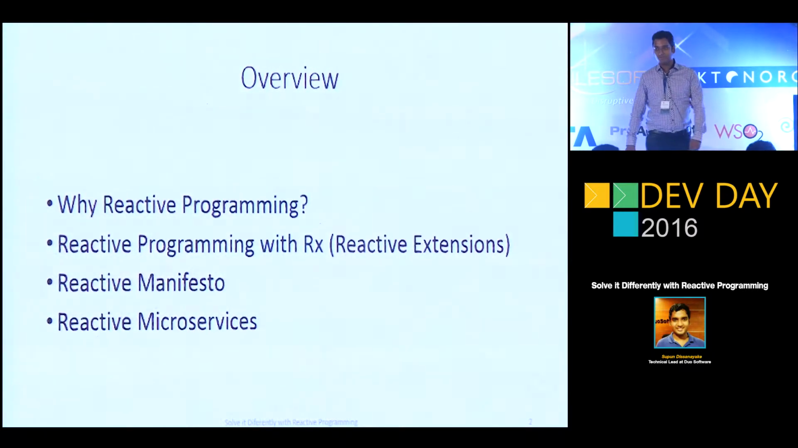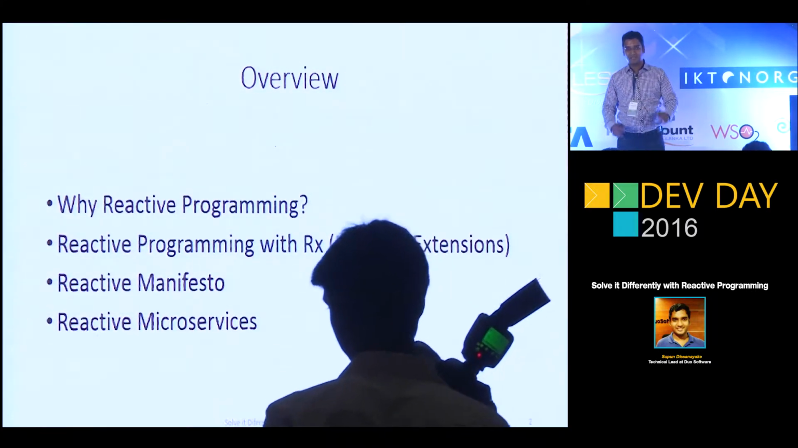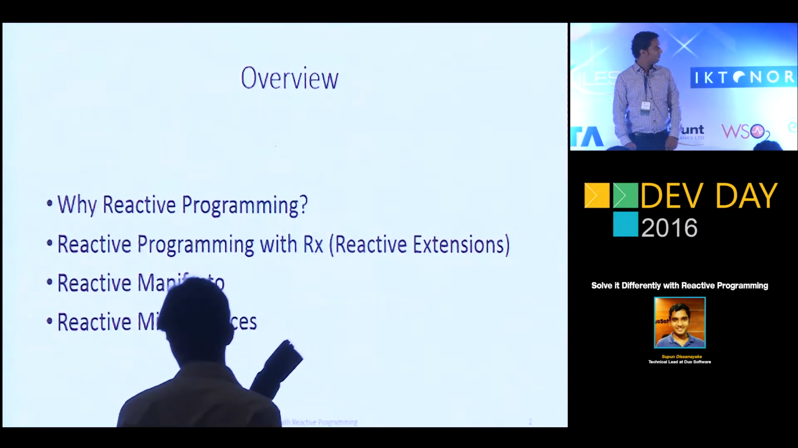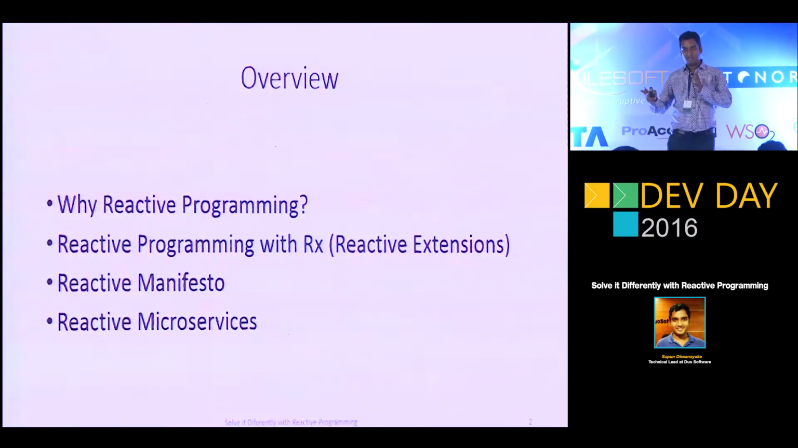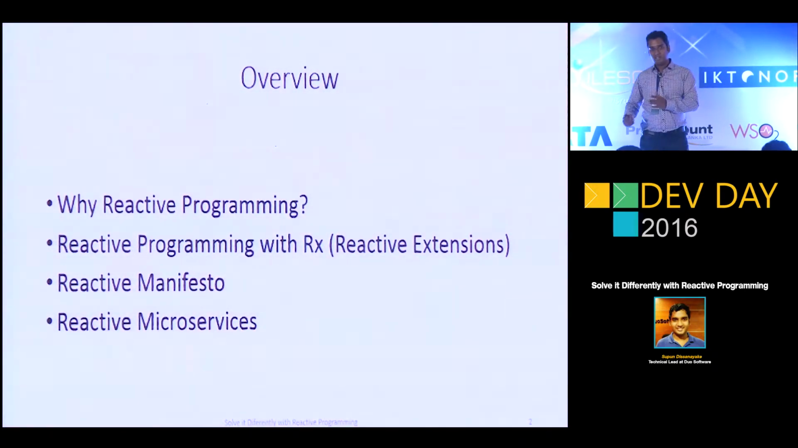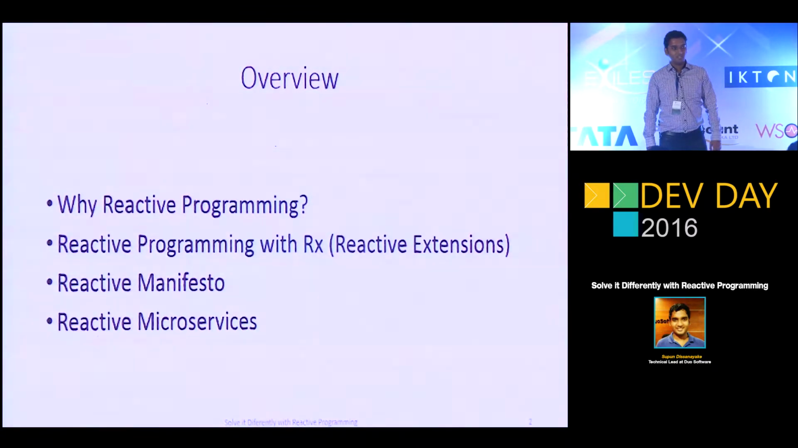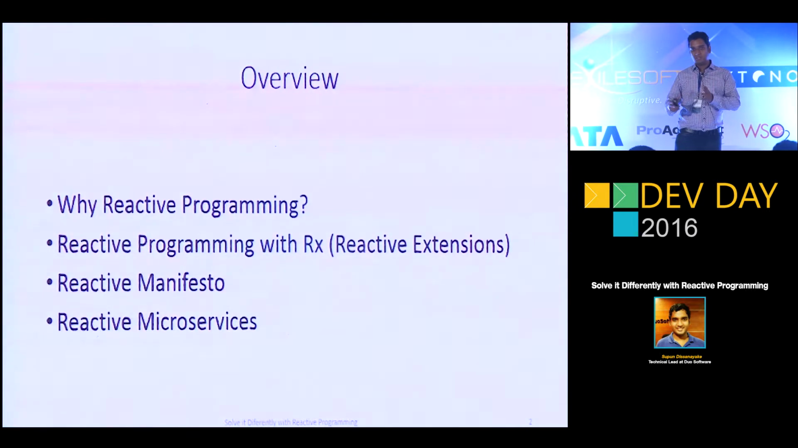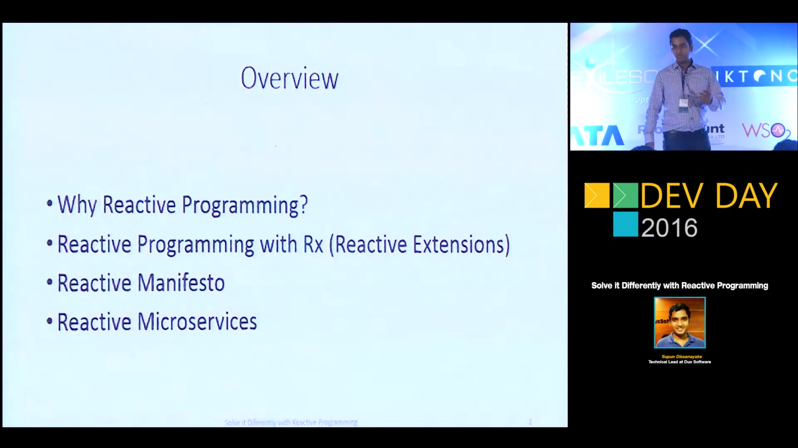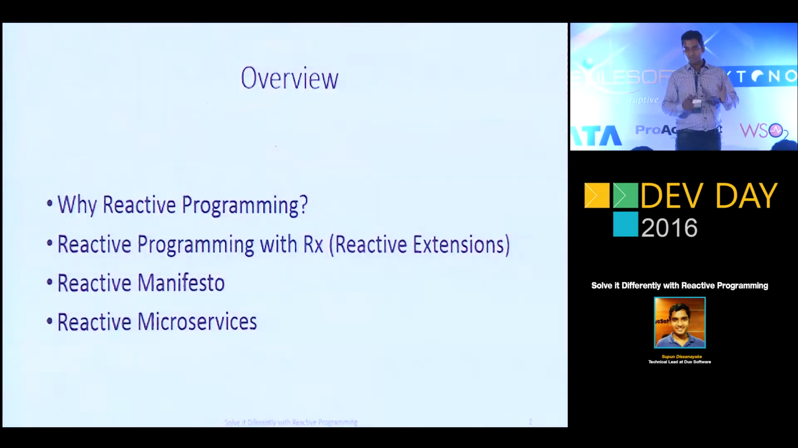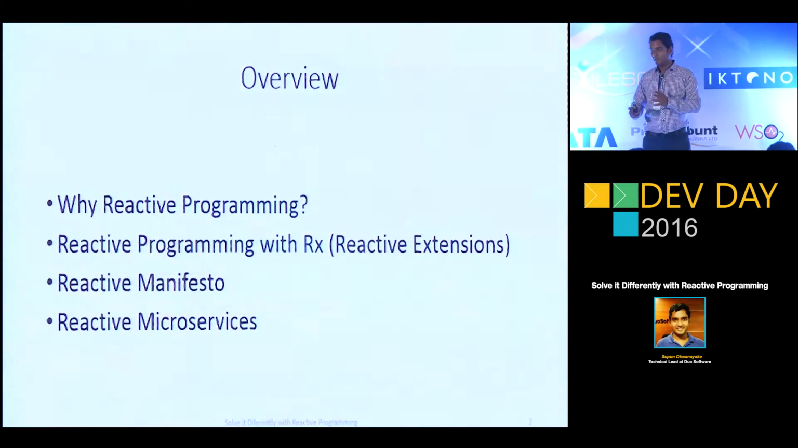And next I'm going to talk about a thing called the reactive manifesto. It's like another manifesto similar to the Agile manifesto. The only difference is that it is applied to the context of reactive systems. That is actually different from reactive programming. Reactive programming is a programming paradigm, whereas reactive systems describe some architectural characteristics that should be there in reactive systems. And next I'm going to talk about how reactive programming can be applied to the context of reactive microservices.